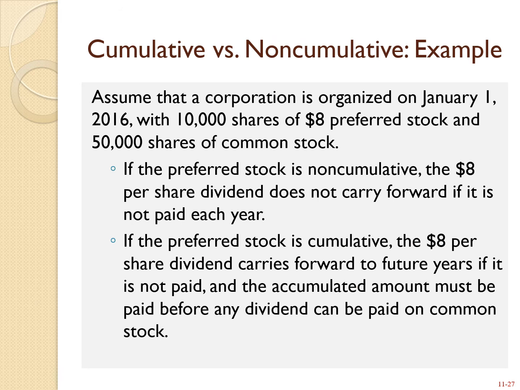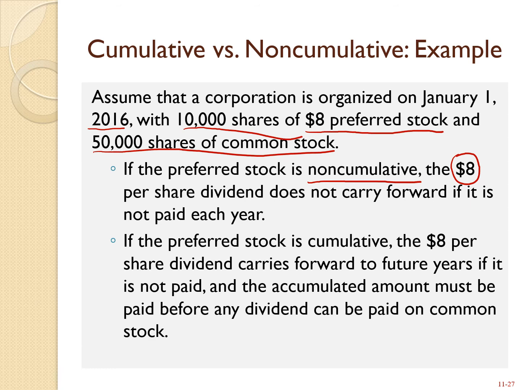Now, an example, cumulative versus non-cumulative. Assume that a corporation is organized on Jan 1, 2016, the beginning of 2016, with 10,000 shares of $8 preferred stock, and 50,000 shares of common stock. If the preferred stock is non-cumulative, the $8 per share dividend does not carry forward if it's not paid in each year. So if the preferred stock is non-cumulative, this $8 is either paid or not paid in a specific year. The next year is a new year. It's not affected by the preceding year or the previous year.